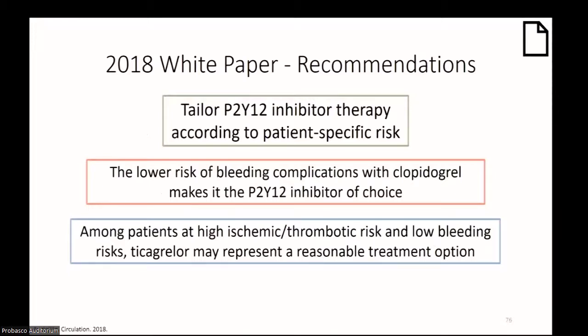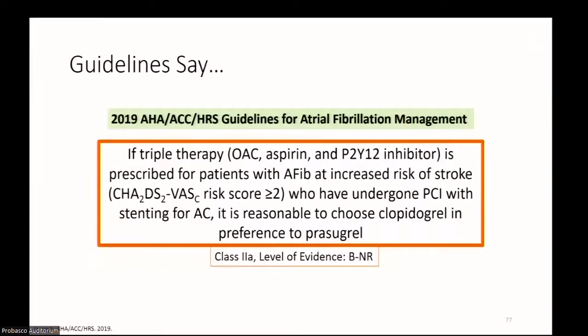And so, final recommendations from that 2018 white paper: tailor P2Y12 inhibitor therapy according to patient-specific risk. Lower risk of bleeding complications with clopidogrel makes it the P2Y12 inhibitor of choice. And among patients at high ischemic or thrombotic risk and low bleeding risk, ticagrelor may represent a reasonable treatment option. However, these are low recommendations. The 2019 guidelines' recommendation on P2Y12 inhibitors is to choose clopidogrel in preference to prasugrel.